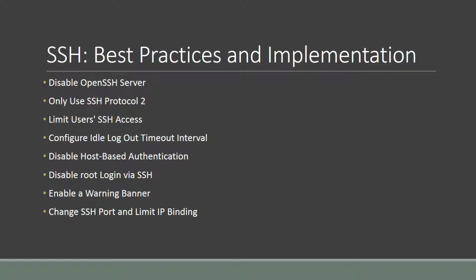Number 6, disable root login via SSH. There's no need to log in as root via SSH over the network. Normal users can use su or sudo to gain root level access. This also makes sure you get full auditing information about who ran privileged commands on the system via sudo. To disable root login via SSH, update SSHD_config with PermitRootLogin no. And that's the command you would use.